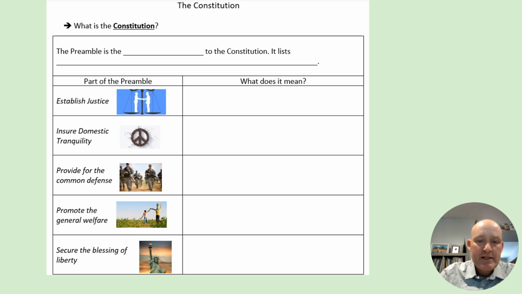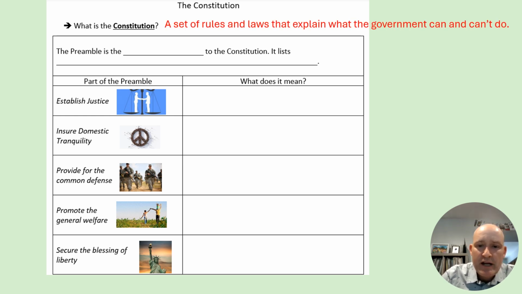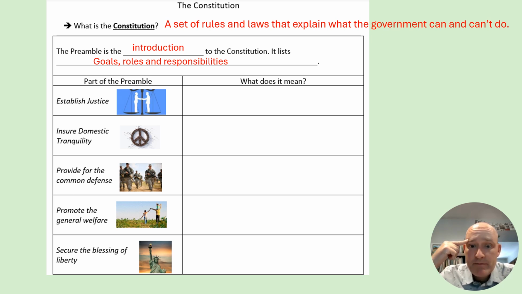When we talk about the Constitution, what is the Constitution? First off, it's a set of rules and laws that explain what the government can and can't do. It also explains how it can operate. How do we elect a president? What does a president do? What does Congress do? And then we have this preamble, and it's the introduction, and it lists its goals, roles, and responsibilities.